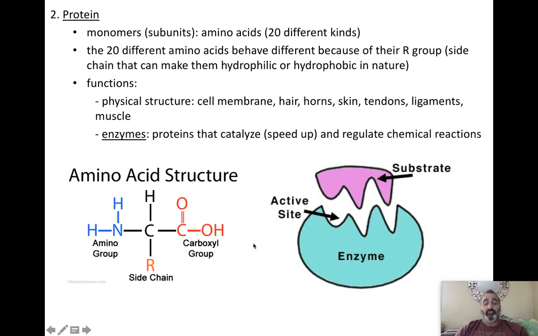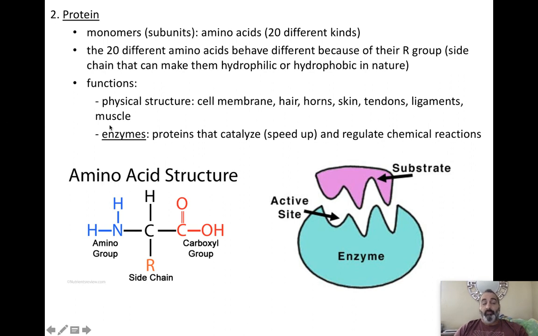What are the functions of proteins? Well, structure, structure, structure. All these are structural things. Physical structure is pretty much protein in our bodies. Our cell membranes have some in there, hair, horn, skin, tendon, ligaments, muscles, and you name it. It's probably going to be made out of protein in a living thing.